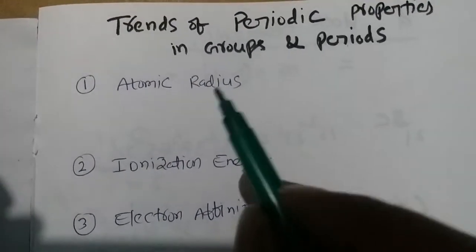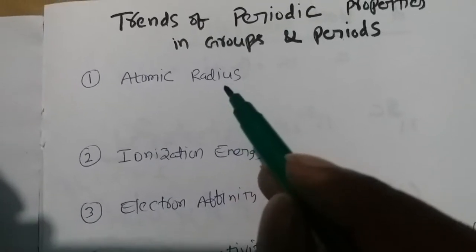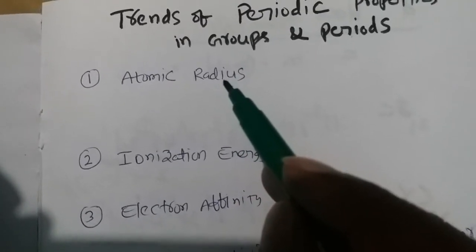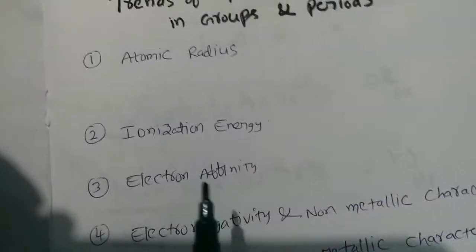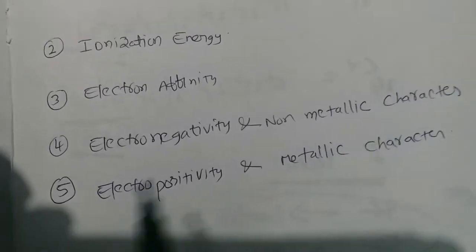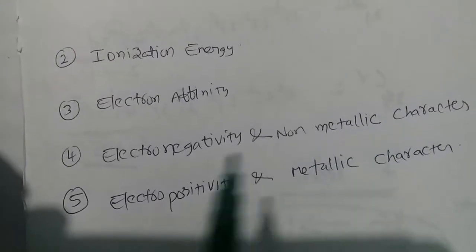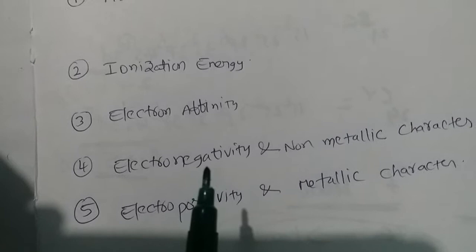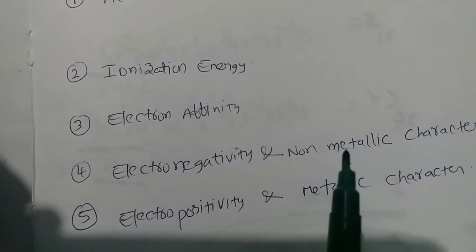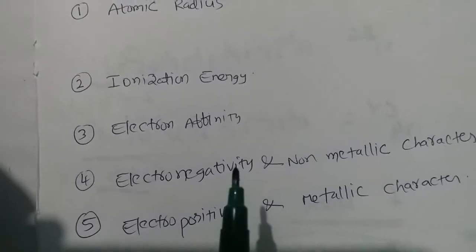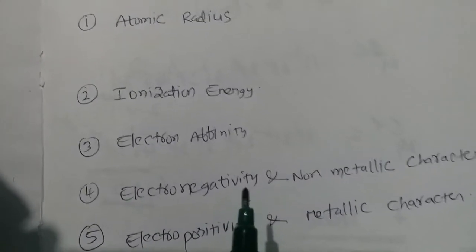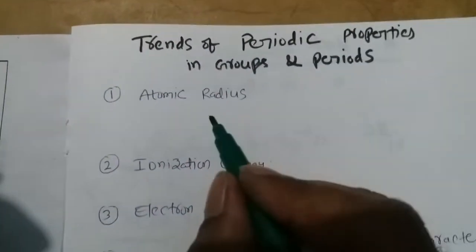The periodic properties whose changes in groups and periods we are now going to discuss are atomic radius, ionization energy, electron affinity, electronegativity and non-metallic character, and electropositivity and metallic character. Electronegativity is the characteristic property of nonmetals, so these two will change in groups and periods in the same way. First comes atomic radius.